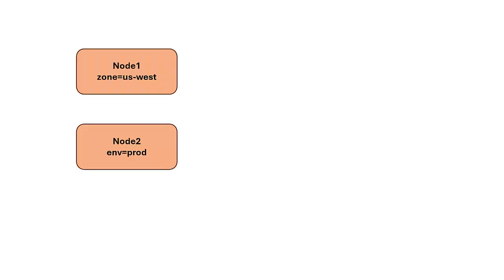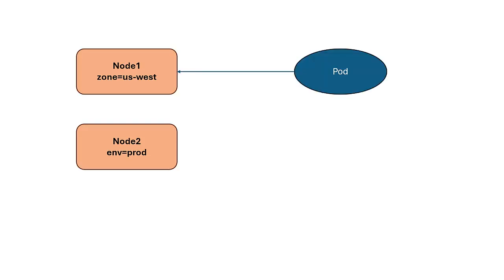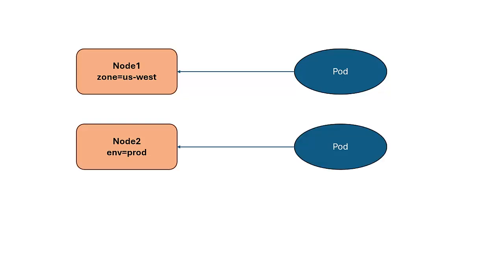Let's say you have two nodes with two different labels, node 1 with a zone label and node 2 with the environment label. And if you want a pod to run on a node in the zone US-West region if possible, but not mandatory. Or maybe your workloads should only run on the node with the label environment equal to prod. That's where node affinity gives you more control than plain node selectors. Now let's see it in action.